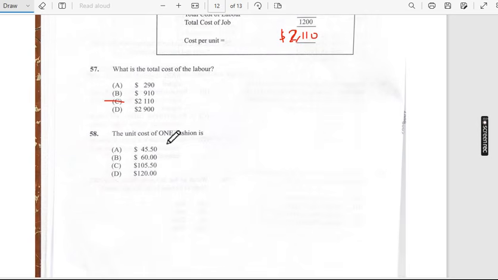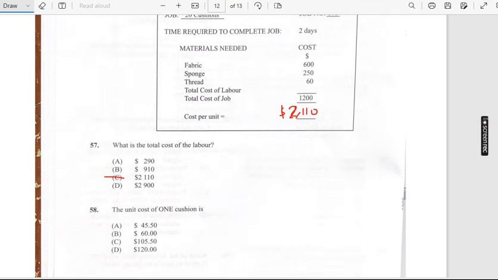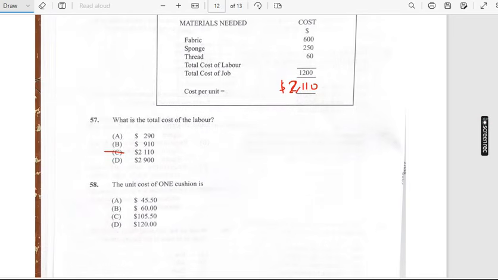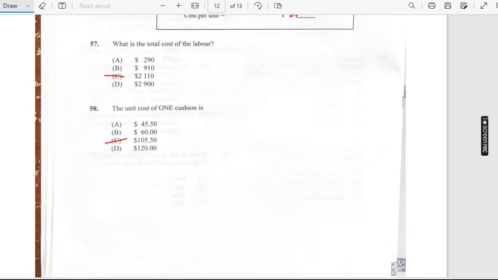Alright, number 58. It says the unit cost of one cushion is, let's see if we could time this. Cushion. Let me see. I'm trying to get this. Alright, so 2,110. So we have 2,000. Let me see. The answer would be 105 cents. And $105, perhaps, sorry, and 50 cents.